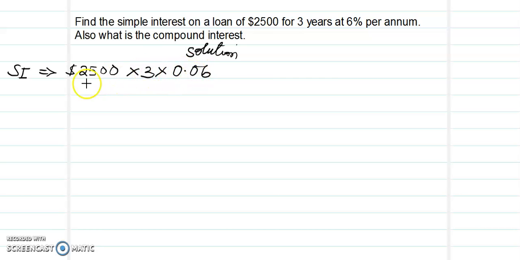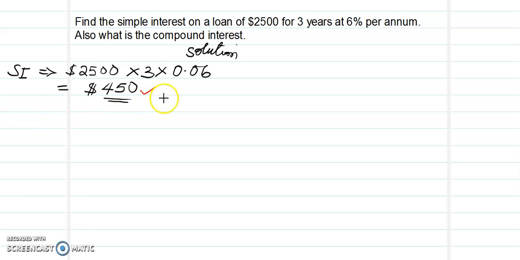Okay, so if I multiply all this, what am I going to have? $2,500 times 3 times this. So that gives us $450. So $450 will be my interest of having a loan of $2,500 for 3 years. So this will be the simple interest.